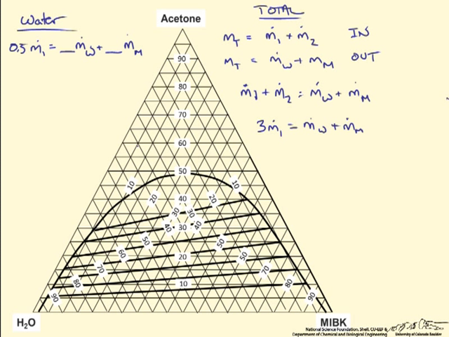So if we use the basis of 1 gram per second of water and 1 gram per second of acetone, then we know there must be 4 grams per second of MIBK based on that relationship of 2 to 1. So if we do this, we need to determine the mass fractions of each.